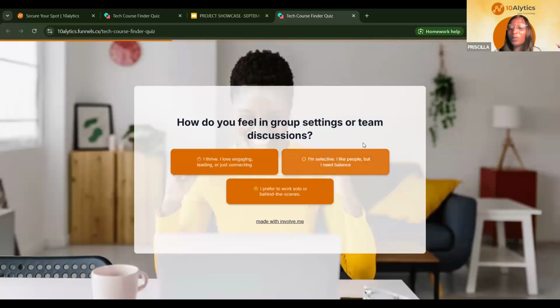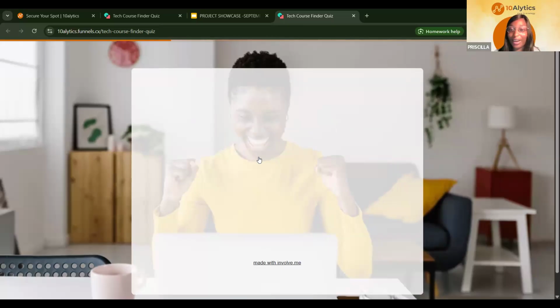So it gives you 3 options and you get to pick, right? For me, I thrive, I love engaging, leading, or just connecting. So if you're somebody that is selective, you really don't like talking to people so much, you need to choose, I prefer to work solo or behind the scenes, right? But if you just like a balance, I can speak to people, I also like to be by myself, then you can choose the second option. But for me, it's going to be the first, right?